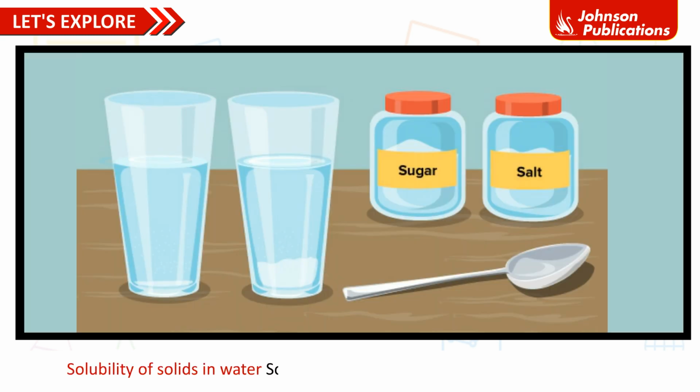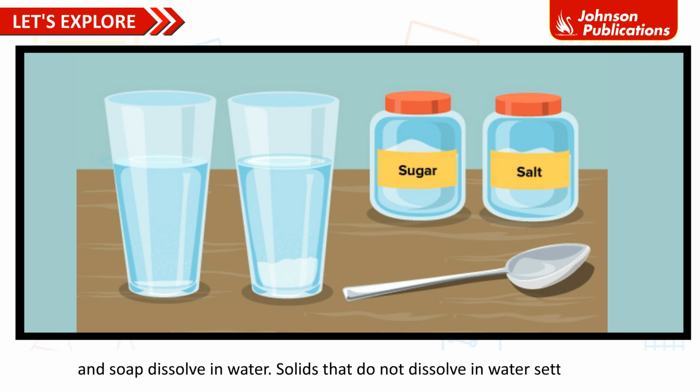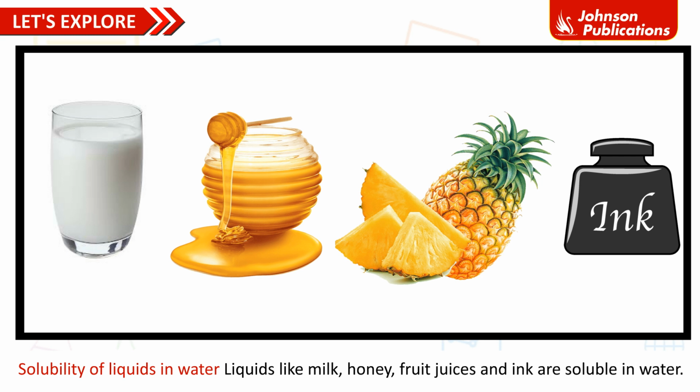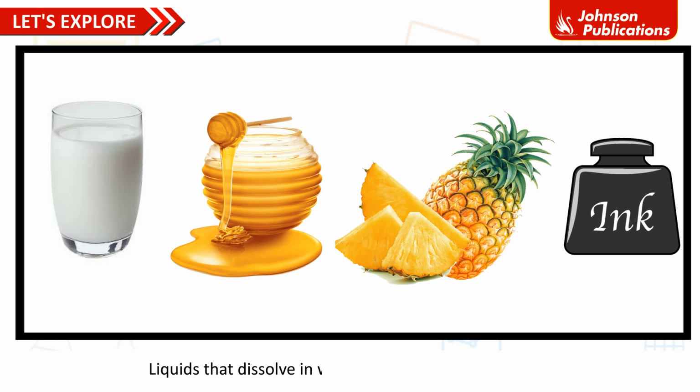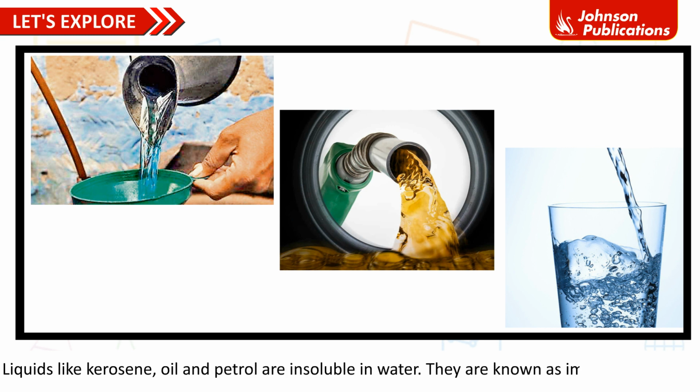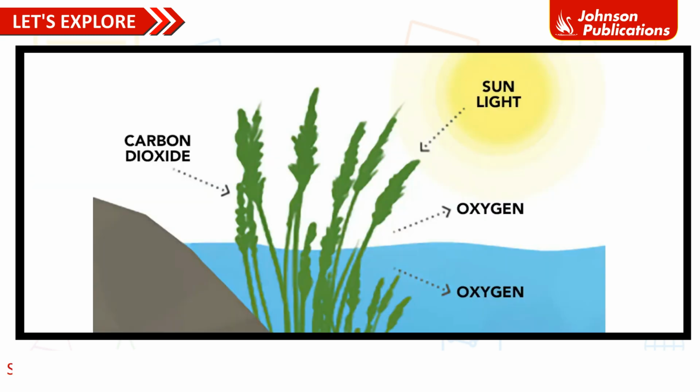Solubility of solids in water. Solids like sugar, salt, baking soda, washing soda, and soap dissolve in water. Solids that do not dissolve in water settle down. Solubility of liquids in water. Liquids like milk, honey, fruit juices, and ink are soluble in water. Liquids that dissolve in water are called miscible liquids. Liquids like kerosene, oil, and petrol are insoluble in water. They are known as immiscible liquids.